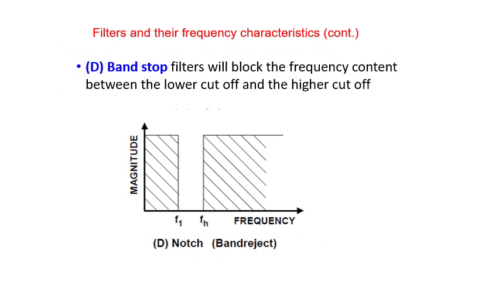The opposite is band stop or band reject. Sometimes we call it band stop or band reject. So a certain band between F low and F high will be rejected, not allowed to enter. And the rest will pass through. So this will pass, this will pass, and here it's going to be rejected.